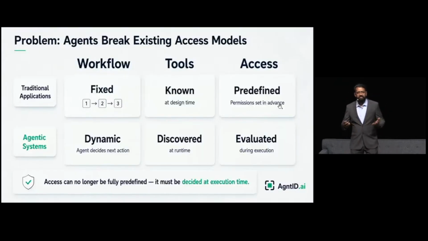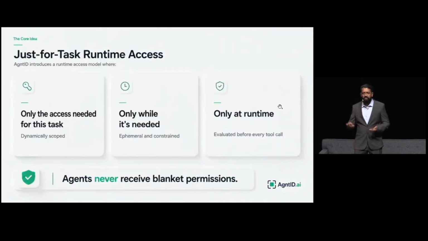So let's back up. Why does this problem even exist? Before agents, we had traditional applications. The workflows were fixed, 1, 2, 3, and then the tools were known, like call Google Docs, write into Salesforce. So all the access was predefined at design stage. The whole point of using agents is that they can reason and decide the next action dynamically. And so they discover the tools at runtime, using MCP and other protocols. So all the access has to be evaluated during execution. And that's kind of where we come in.